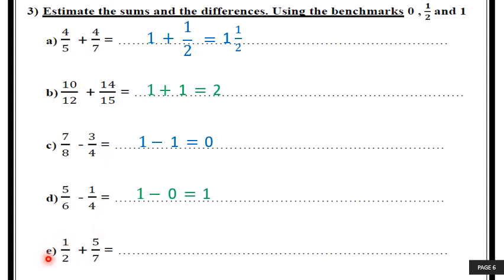The last one, 1/2 plus 5/7. 1/2 here is close to half because the half of 2 is 1. Plus 5/7. 5/7, this is close to half also because the half of 7 is 3.5. And 5 is nearest and close to 3.5. So half plus half equals 1.